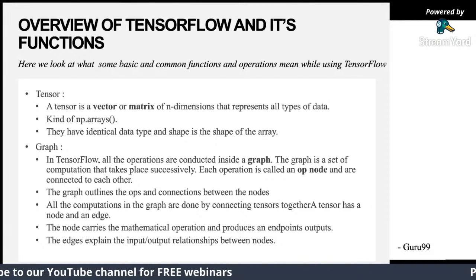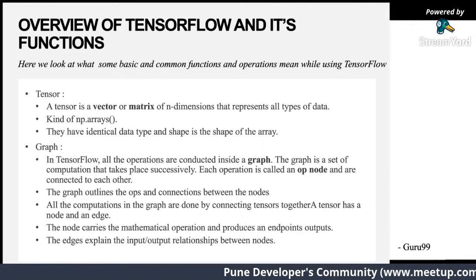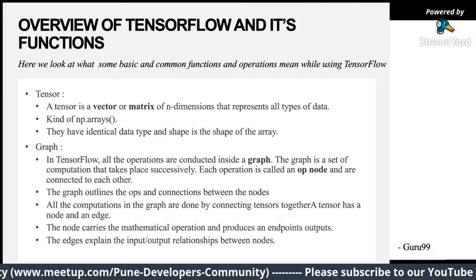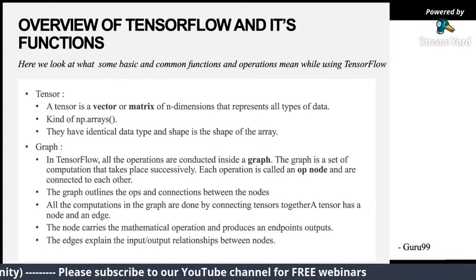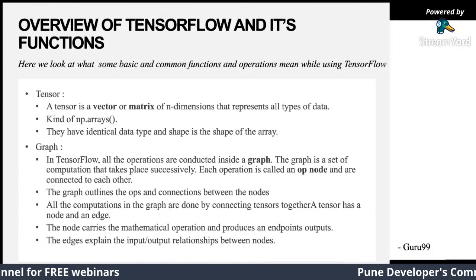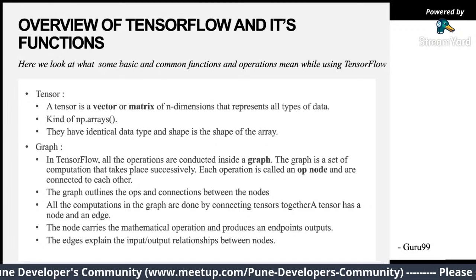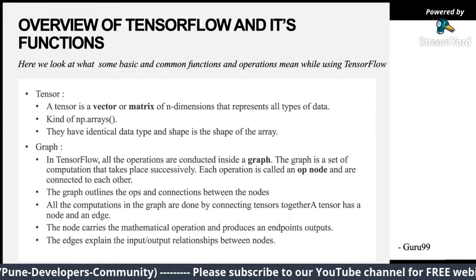And graph: all tensor operations are conducted inside a graph. If you've been coding in TensorFlow, you would have seen you have to initialize a specific session where you initialize the graph of the model and then perform your operations. Each operation that gets performed is called an op node, or operation node, which are connected to each other and perform their own task. These computations are performed together using a tensor which has a node and an edge. A node is something that carries some mathematical operations.